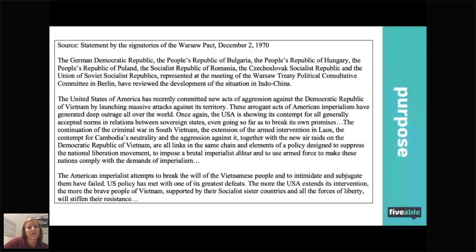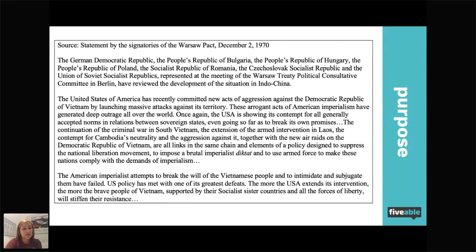The United States of America has recently committed new acts of aggression against the Democratic Republic of Vietnam by launching massive attacks against its territory. These arrogant acts of American imperialism have generated deep outrage all over the world. Once again, the USA is showing its contempt for all generally accepted norms in relations between sovereign states, even going so far as to break its own promises.